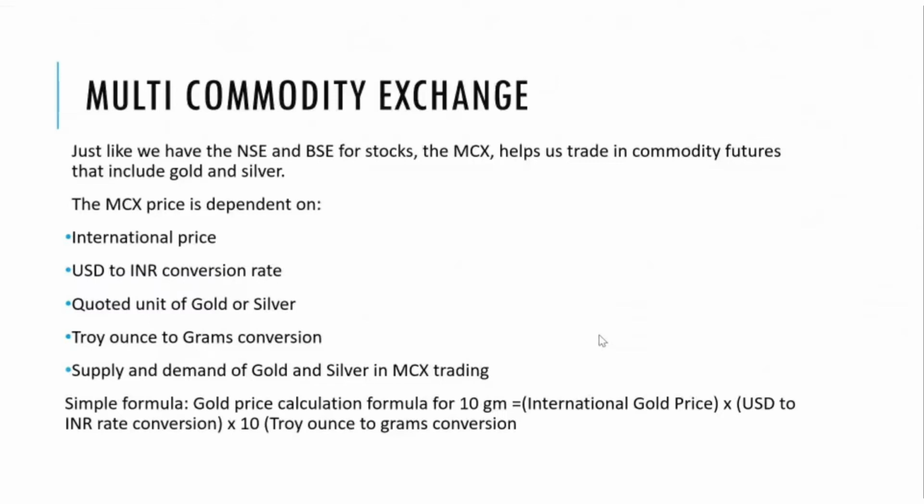The futures price of gold in India is usually known as per that of the MCX. But the MCX does not determine these prices, and it is in turn dependent on the international price, the US to INR conversion rate, the quoted unit of gold or silver, troy ounce to grams conversion, and the supply and demand of gold and silver in MCX trading. So we can give a simple formula, which is the gold price calculation formula for 10 grams is equal to the international gold price into the USD to INR conversion into 10 into troy ounces to grams conversion.